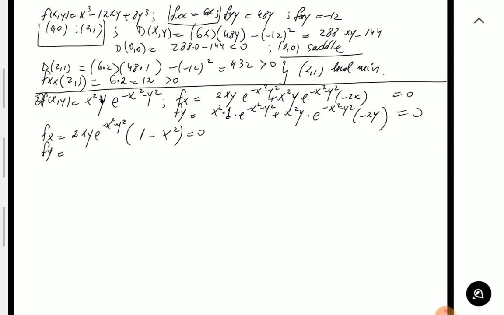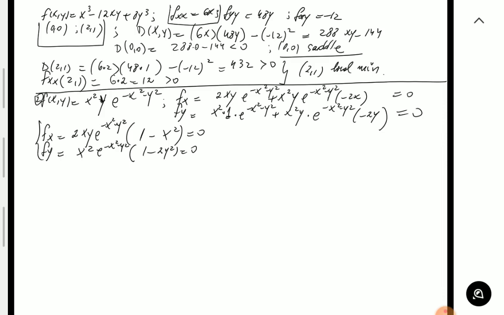And then for partial y, you can pull out x squared and the exponential, and then you're left with 1 minus 2y squared. See, when you look at the critical points, you have to make sure to take all possible values. It's not just the parentheses equal to 0.